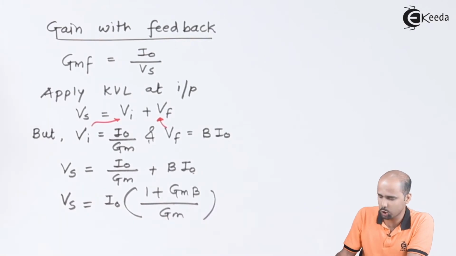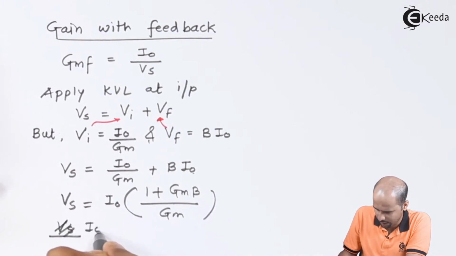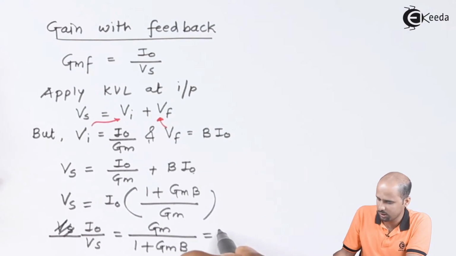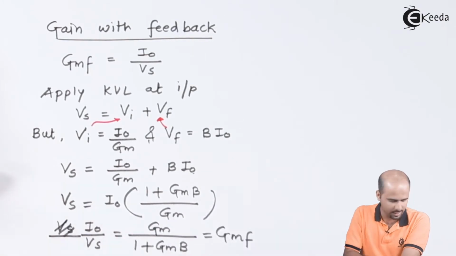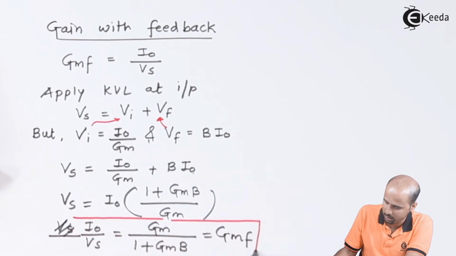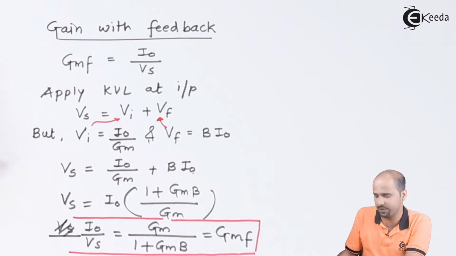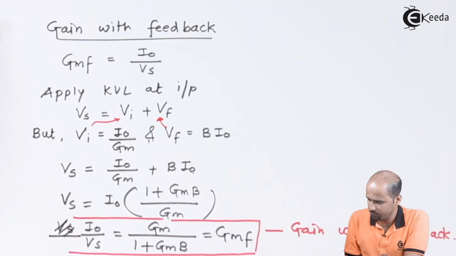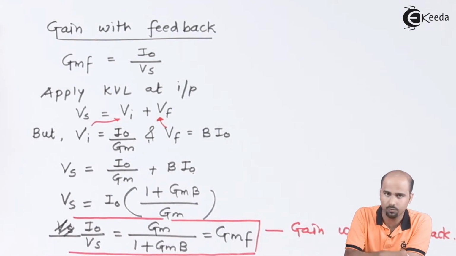I want the ratio IO divided by Vs, so I will take the inverse. IO divided by Vs is equal to GM divided by 1 plus GM into B. That is nothing but your value GMF, and this is the required formula for the gain with feedback. So we are done with the first part, the gain with feedback.